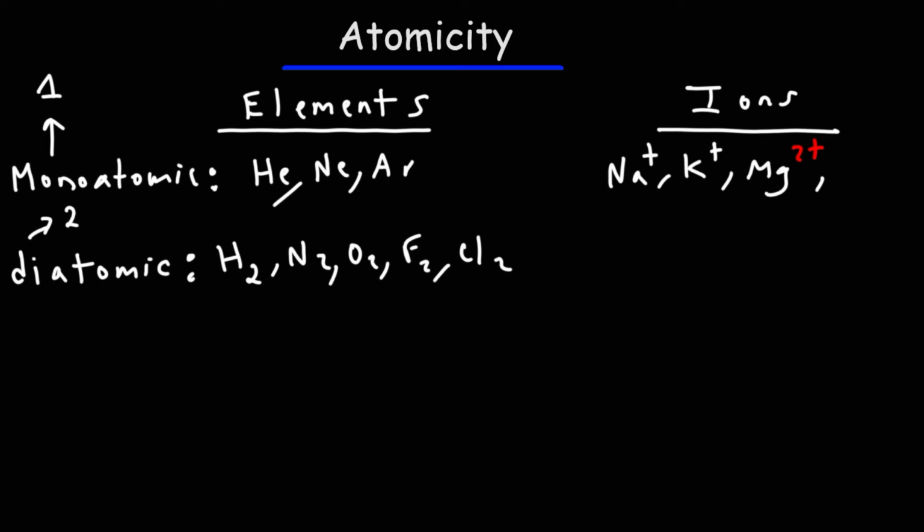Now, what about diatomic ions? What are some examples of those? Well, there is the peroxide ion, O2 2-. There's also the superoxide ion, O2 with a -1 charge. You also have the disulfide ion, S2 2-. So these are some examples of diatomic ions. And I've also seen this one, Hg2 2+. That's another example of a diatomic ion, an ion composed of 2 atoms.